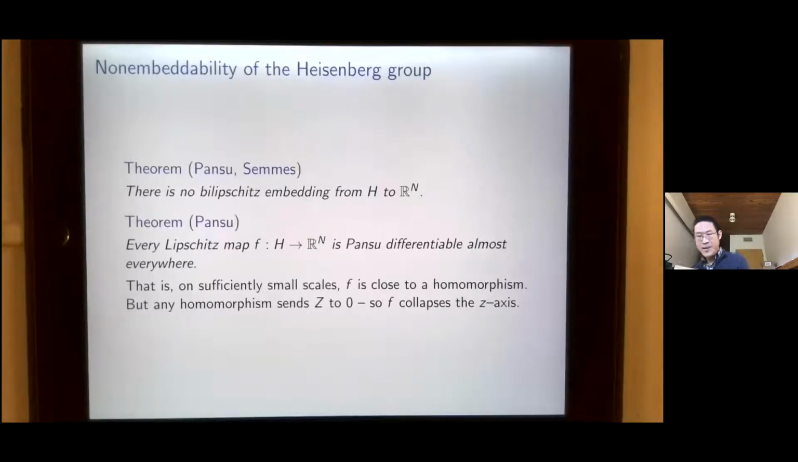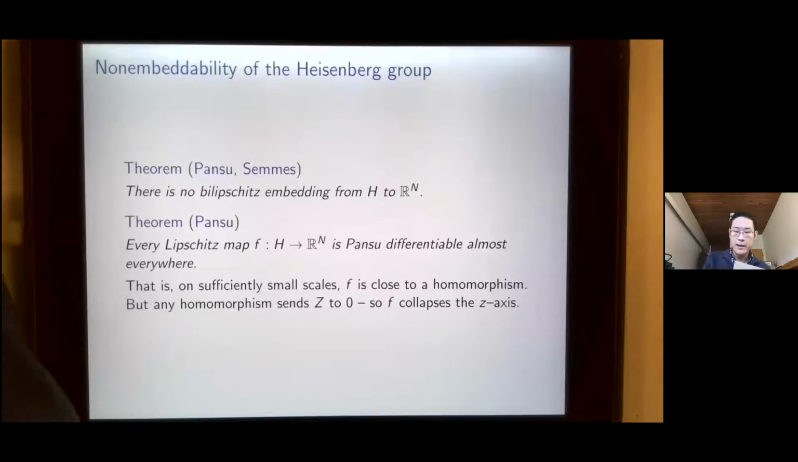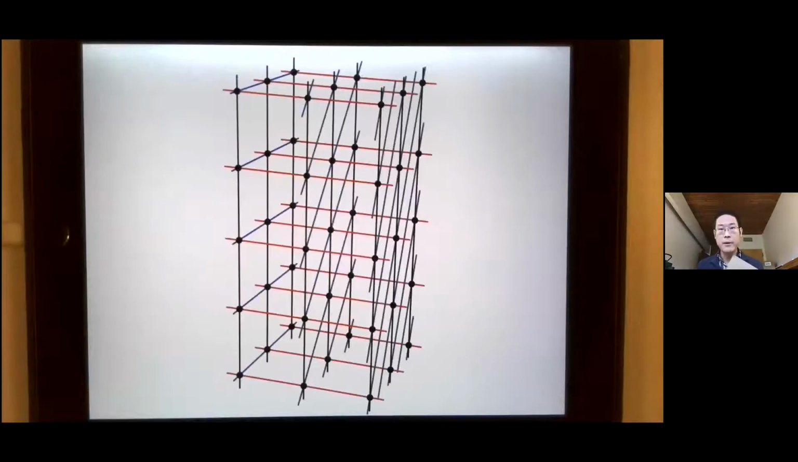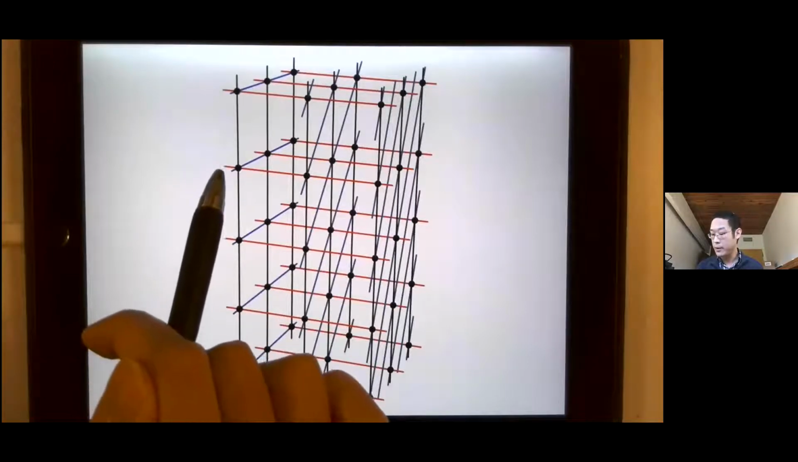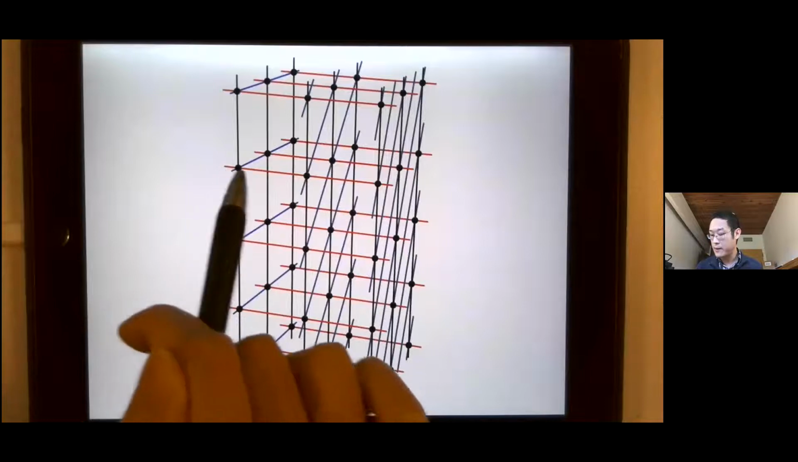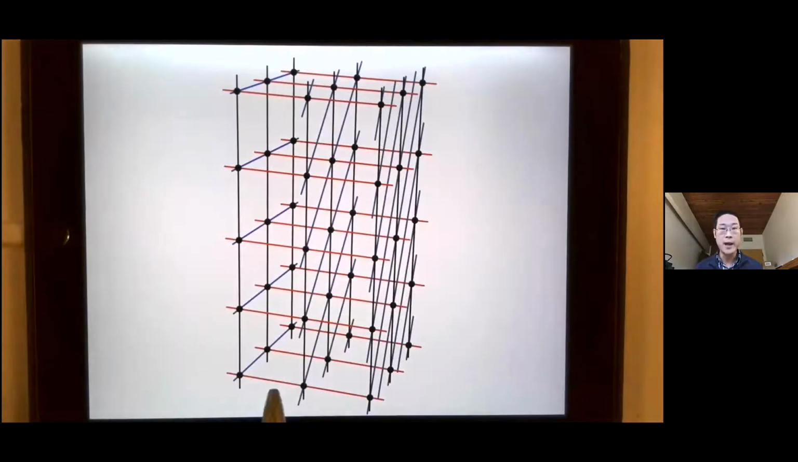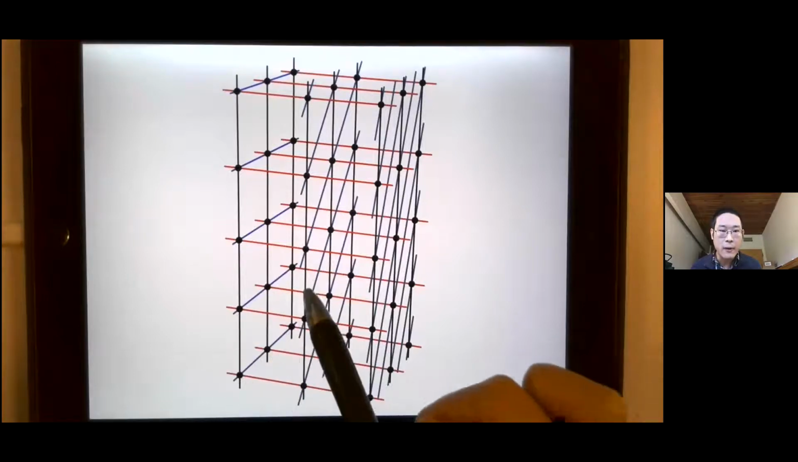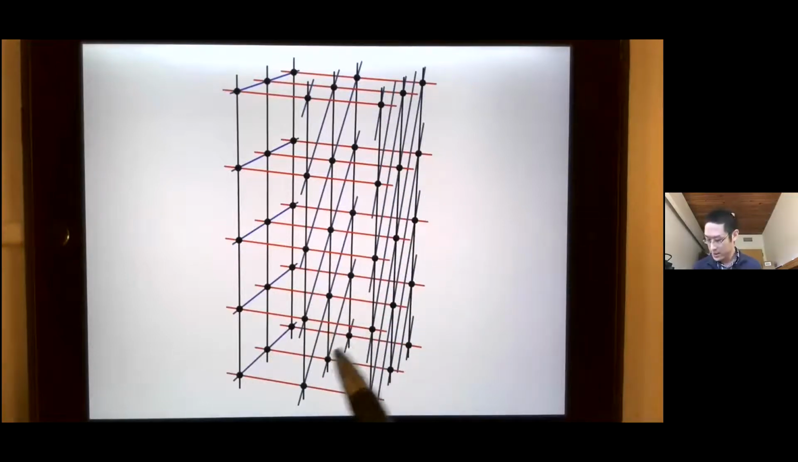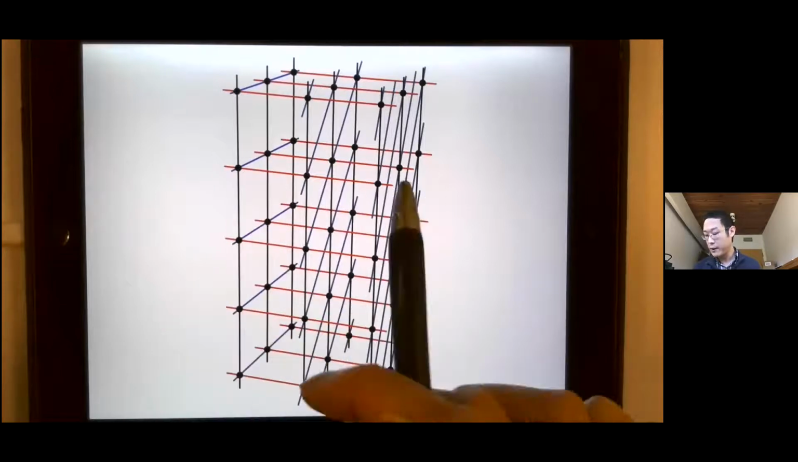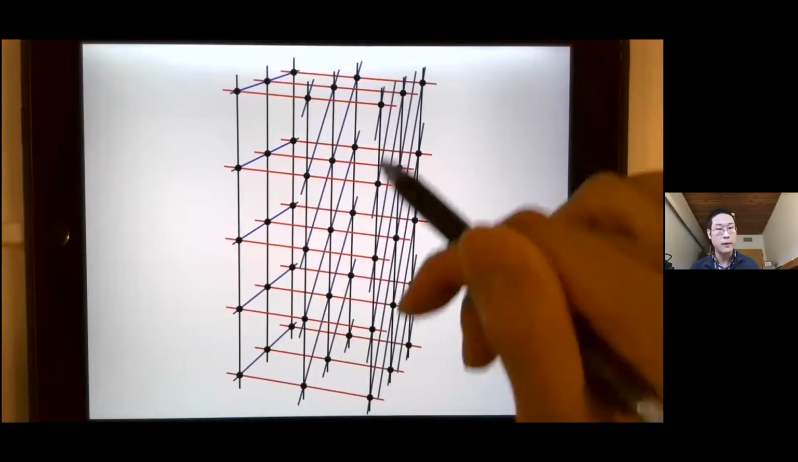So Pansu's theorem is roughly based on Rademacher's theorem, or one way to prove Pansu's theorem basically uses Rademacher's theorem, and the fact that the Heisenberg group is sort of foliated by these red lines going in the x direction, and the lines in the y direction are supposed to be blue. So it's foliated by these red lines in the x direction and these blue lines in the y direction.